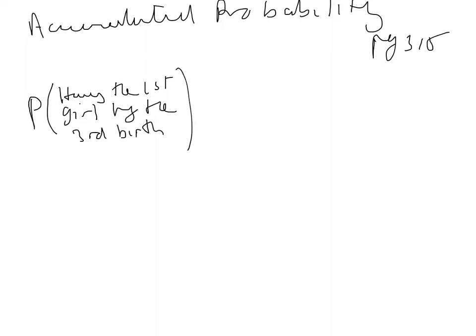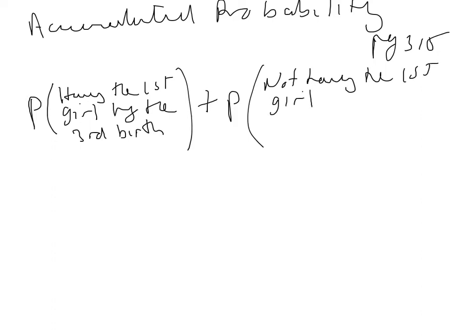Now it's got a complement, hasn't it? And it's easy to identify the probability of not having the first girl by the third birth. Okay, your intuition should be telling you that they should sum to 1.